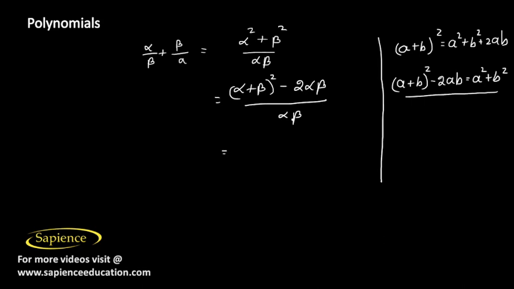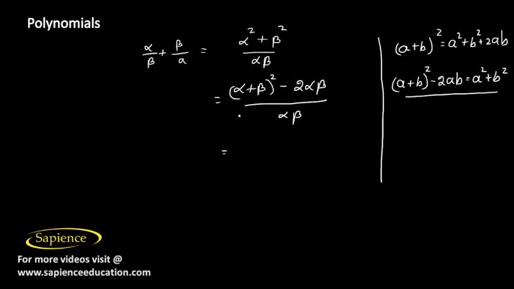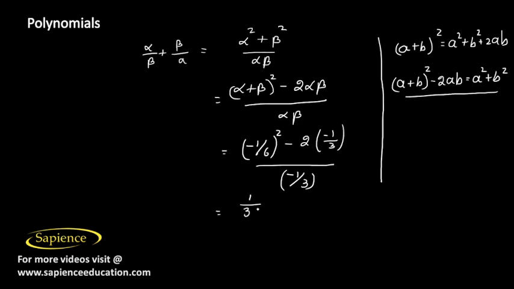Now let us substitute the values of alpha plus beta and alpha beta. Alpha plus beta is minus 1 by 6, alpha beta is minus 1 by 3. So minus 1 by 6 whole square minus 2 into minus 1 by 3, divided by minus 1 by 3. Minus 1 by 6 whole square is 1 by 36, minus into minus will become plus. So plus 2 by 3 divided by minus 1 by 3.